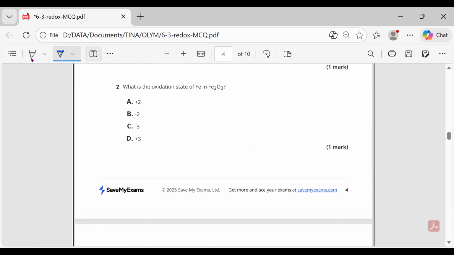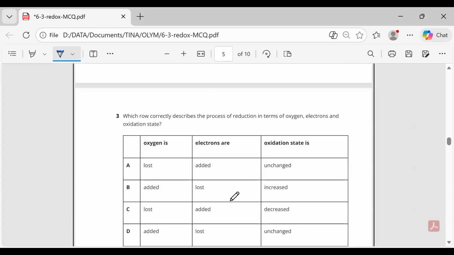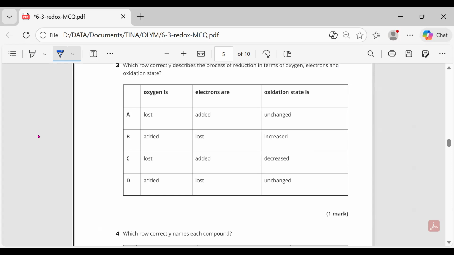Oxidation state of Fe. Fe is 3 plus. This is iron 3. This is the same as the question just now. Which is the answer? Oxygen is added, electrons lost. B, correct.